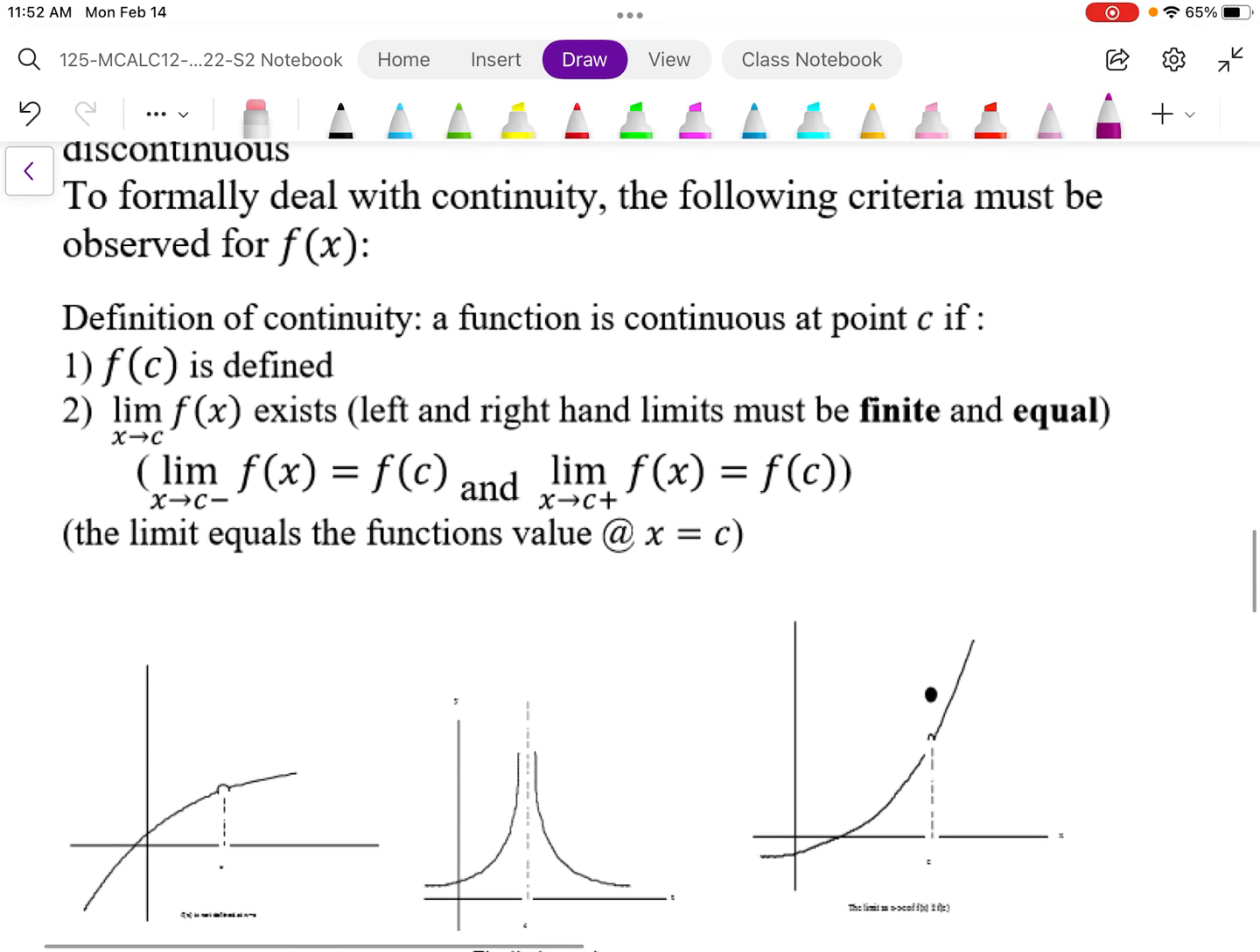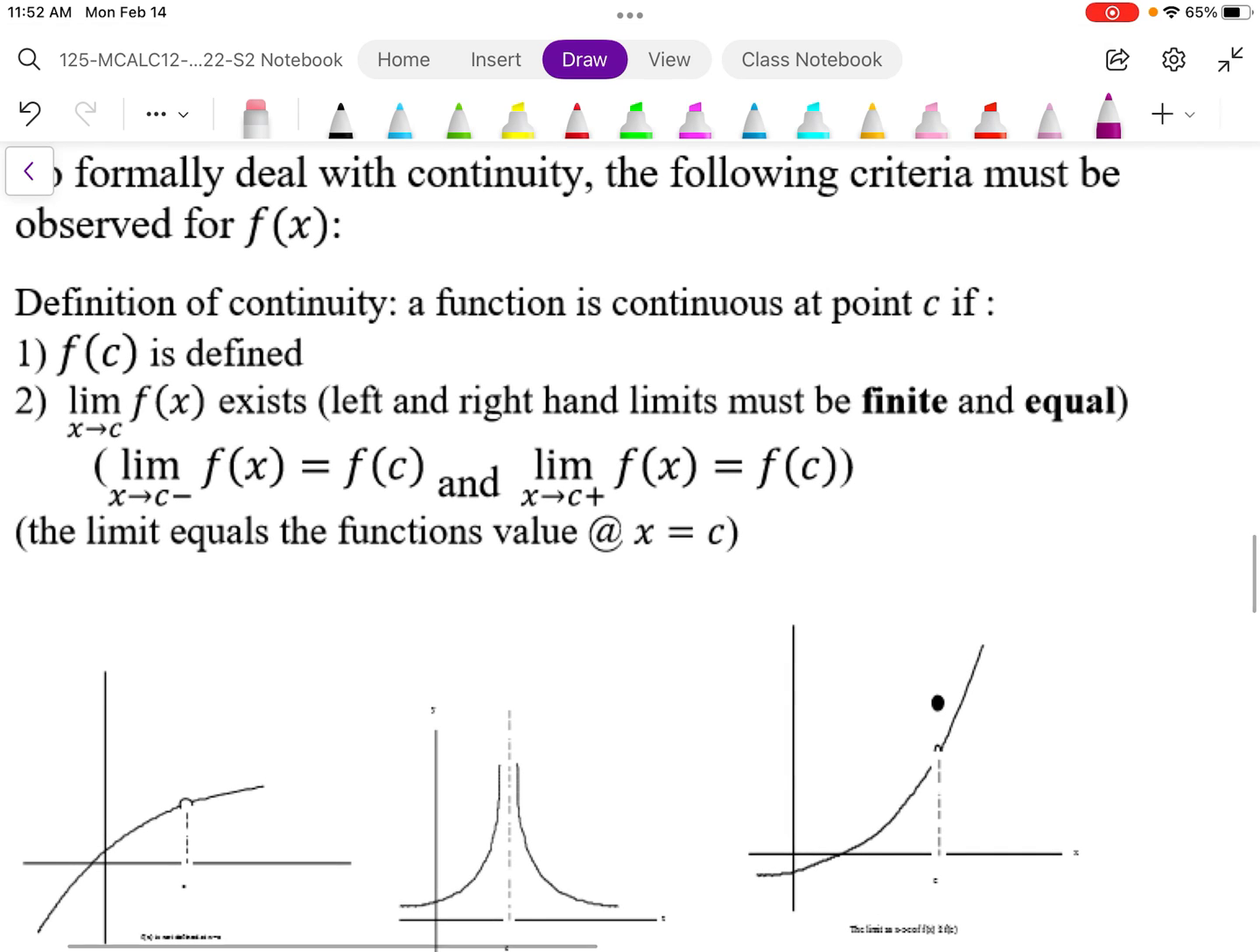So a point is continuous if it follows the following criteria. So we look at two first. Left-hand limit and right-hand limit are equal. So from the left side and from the right side, it is equal. And not only are they equal, but they're equal to where f of c is defined. So let's say that point is c. The limits have to be equal, and we have to fill in the dot. So that's what this means.